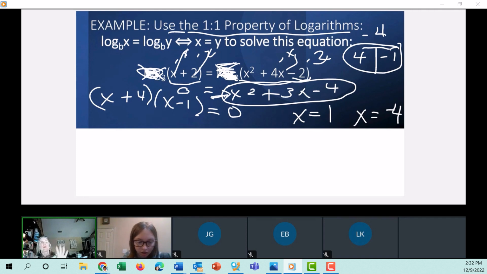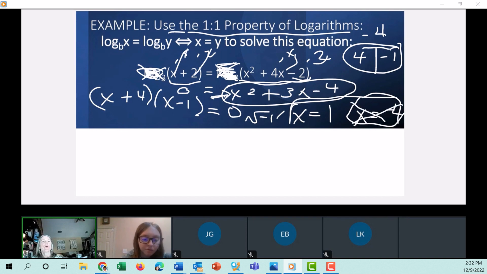With logarithms, I know this is a different notation, so don't get trapped into the notation. You don't have to go and put this back in exponential form. Just listen to me. We know that when we take a square root of a negative number, we have to toss those out. So anytime you get, for logarithms, a negative answer, it's extraneous. Toss it out. So the only solution we have here is x equals 1.